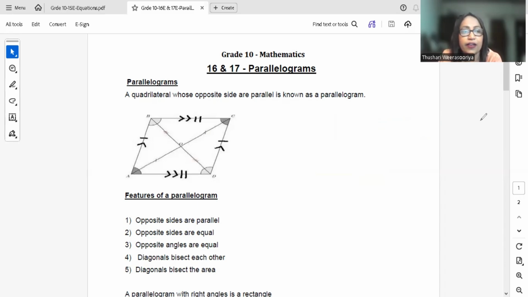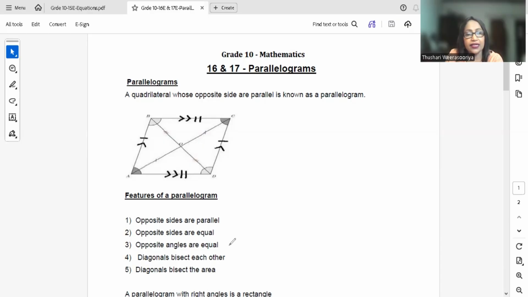The first feature: opposite sides are parallel. Look at this. These two sides are parallel. This is parallel to this. This is parallel to this. That's the first feature. Second feature, opposite sides are equal. This side equals this side. This side equals this side.